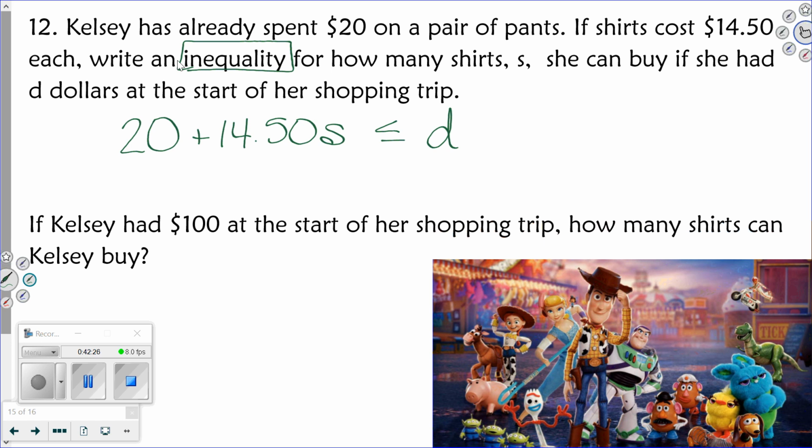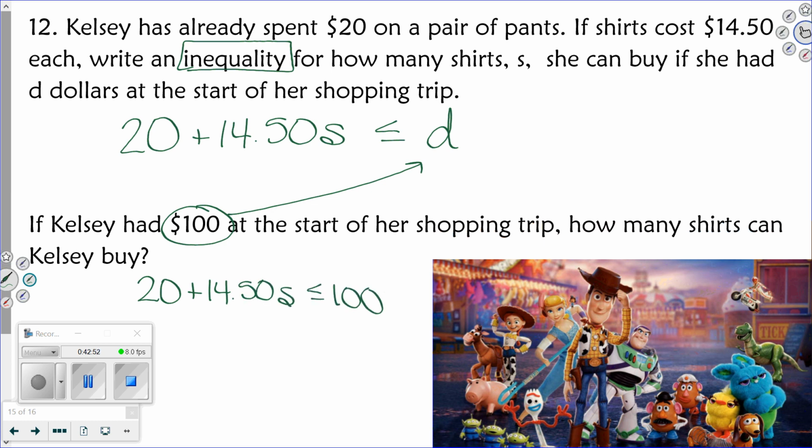Okay, so in this case, it made sense to leave it over there, right? The amount she's spending has to be less than or equal to how many dollars she actually has. If Kelsey had $100 at the start of her shopping trip, how many shirts can she buy? Where does the 100 go? That's D, how many dollars she has. So 20 plus 14.50 S less than or equal to 100.